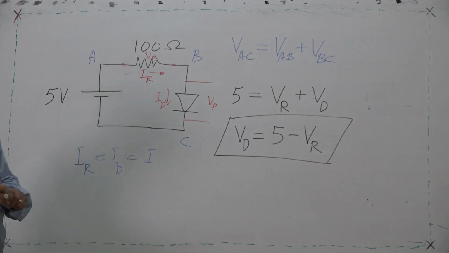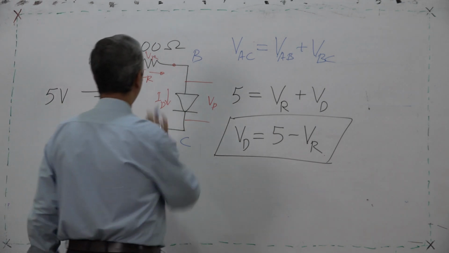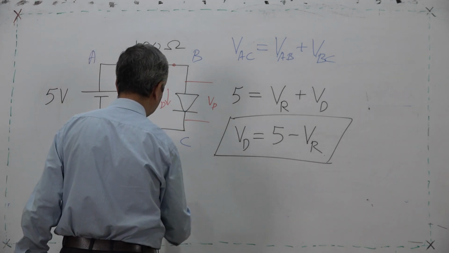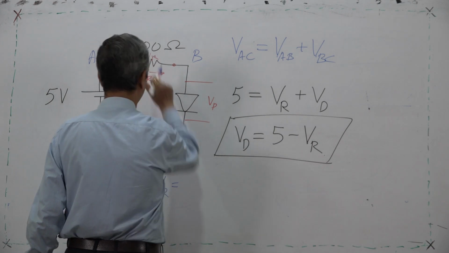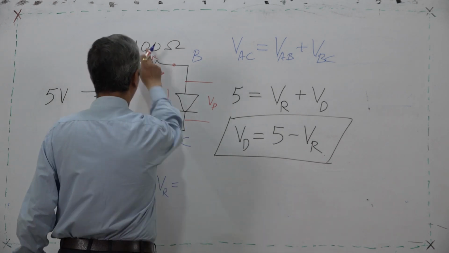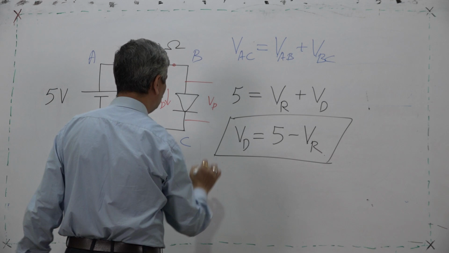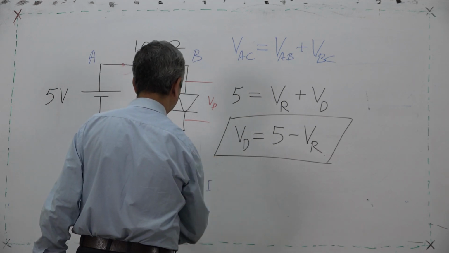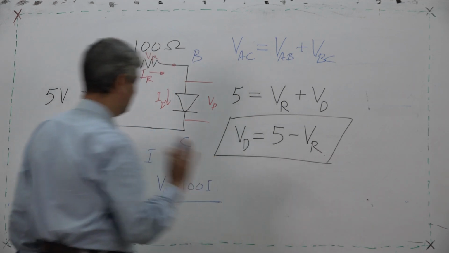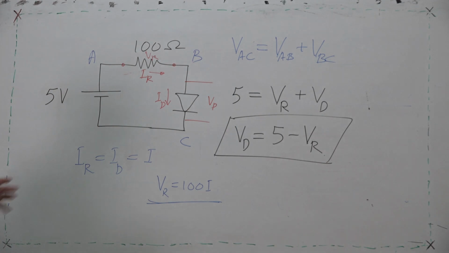Then what is VR? VR is equal to 100 into IR, or I. So, VR is equal to 100 I. I think that there is no confusion.